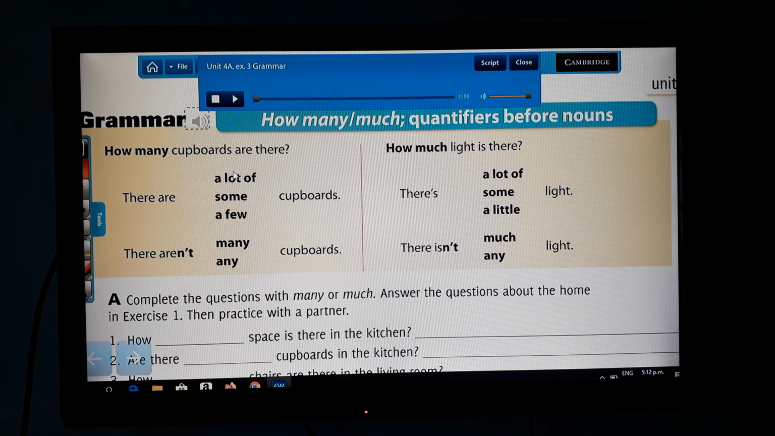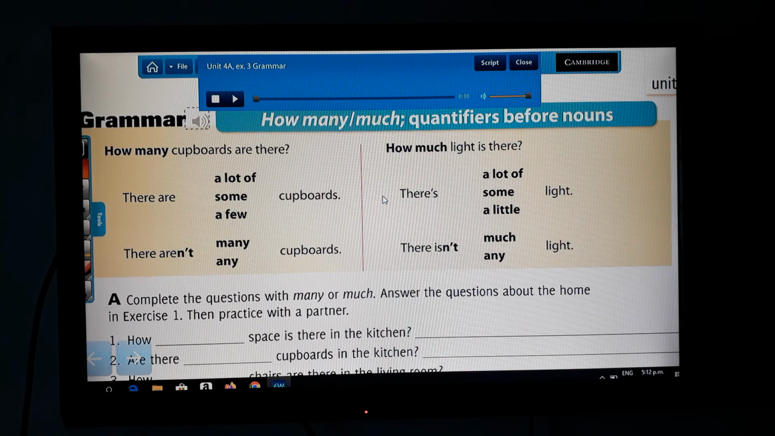And how you describe: there are, because they are plural, countables. There is, because it's singular and you can count. And you use some quantifiers. Which are the quantifiers? A lot of, some, a few. When you say a lot of, it's the maximum, a great quantity. Some is in the middle, a few is a little. And many and any are used for the negative.